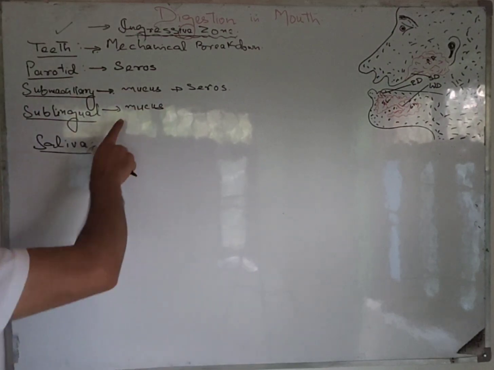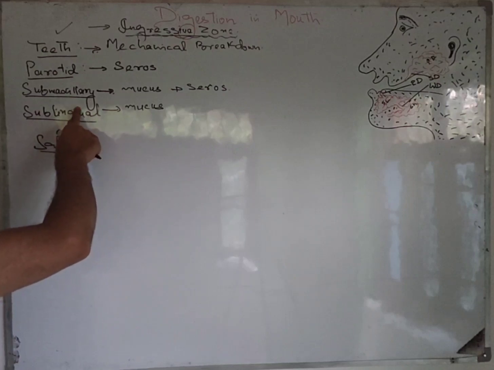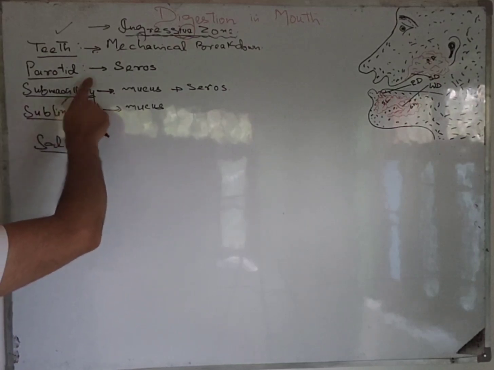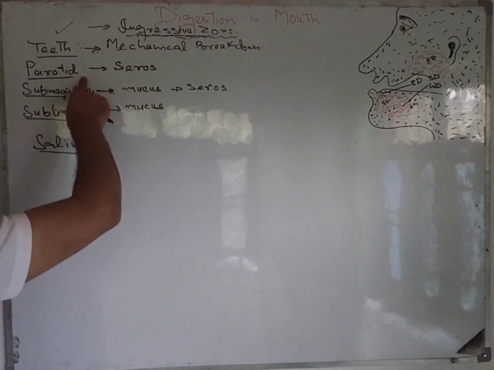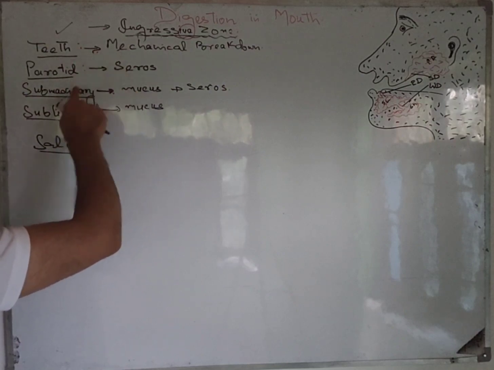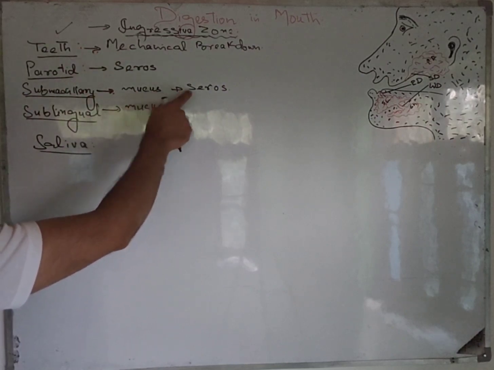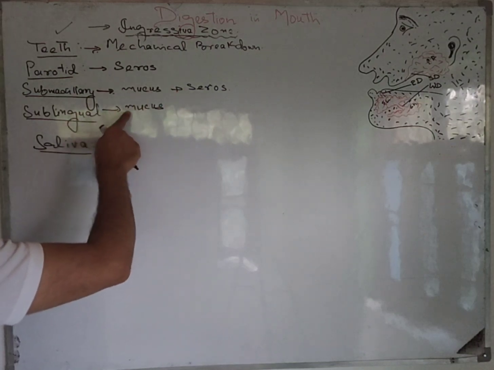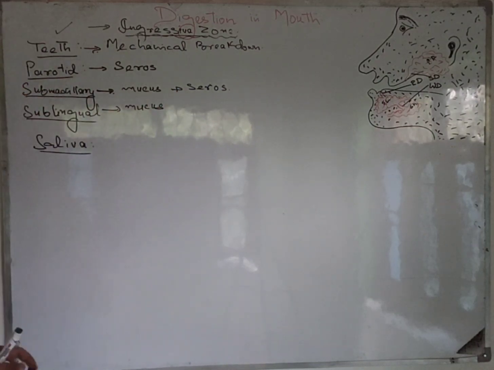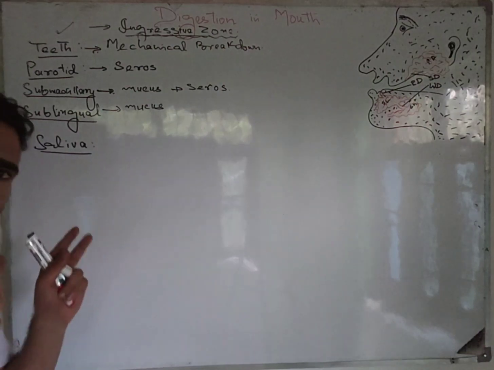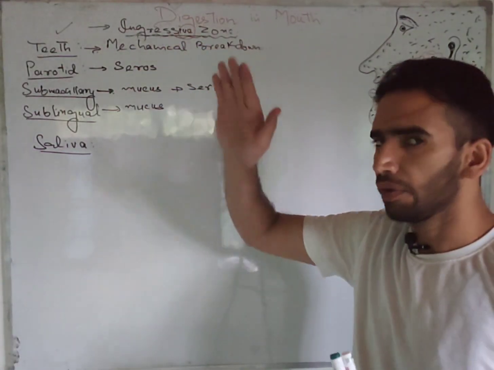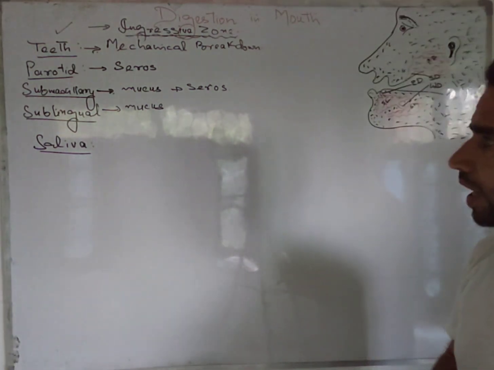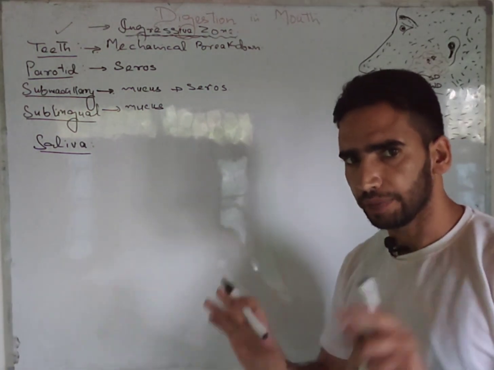This depends upon the type of cells present. The parotid has mostly serous glandular cells, the submaxillary has both goblet cells and serous glandular cells, and the sublingual has mostly goblet cells. And the secretion secreted by all these three types of glands in our buccal cavity is known as saliva.